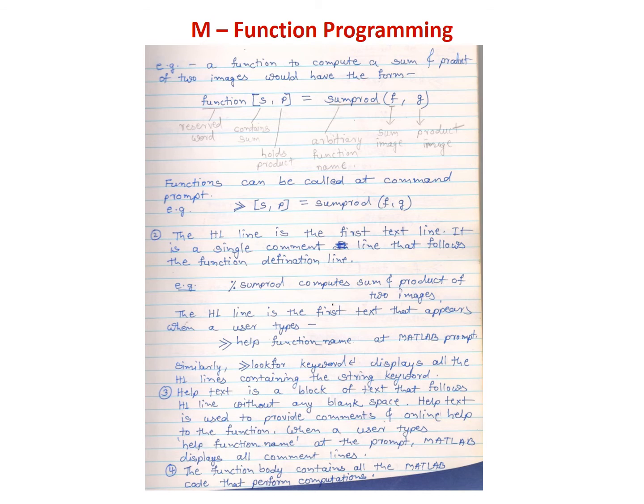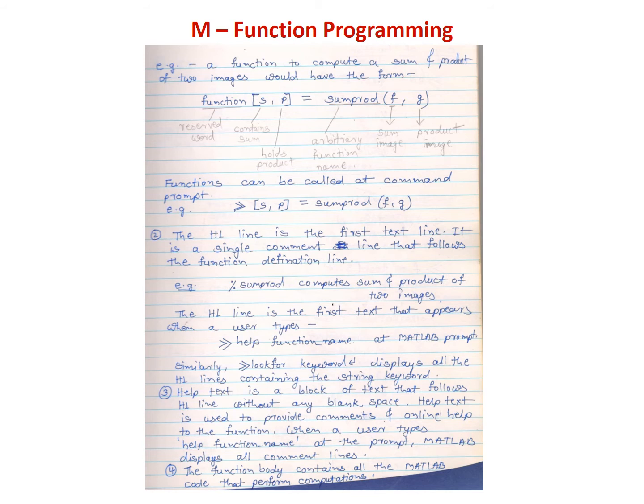For example, a function to compute a sum and product of two images would have the form function [s,p] = sumprod(f,g). Here function is the reserved word, then s contains the sum whereas p holds the product. Sumprod is the function name, f is the sum image, g is the product image. Functions can be called at the command prompt like [s,p] = sumprod(f,g).